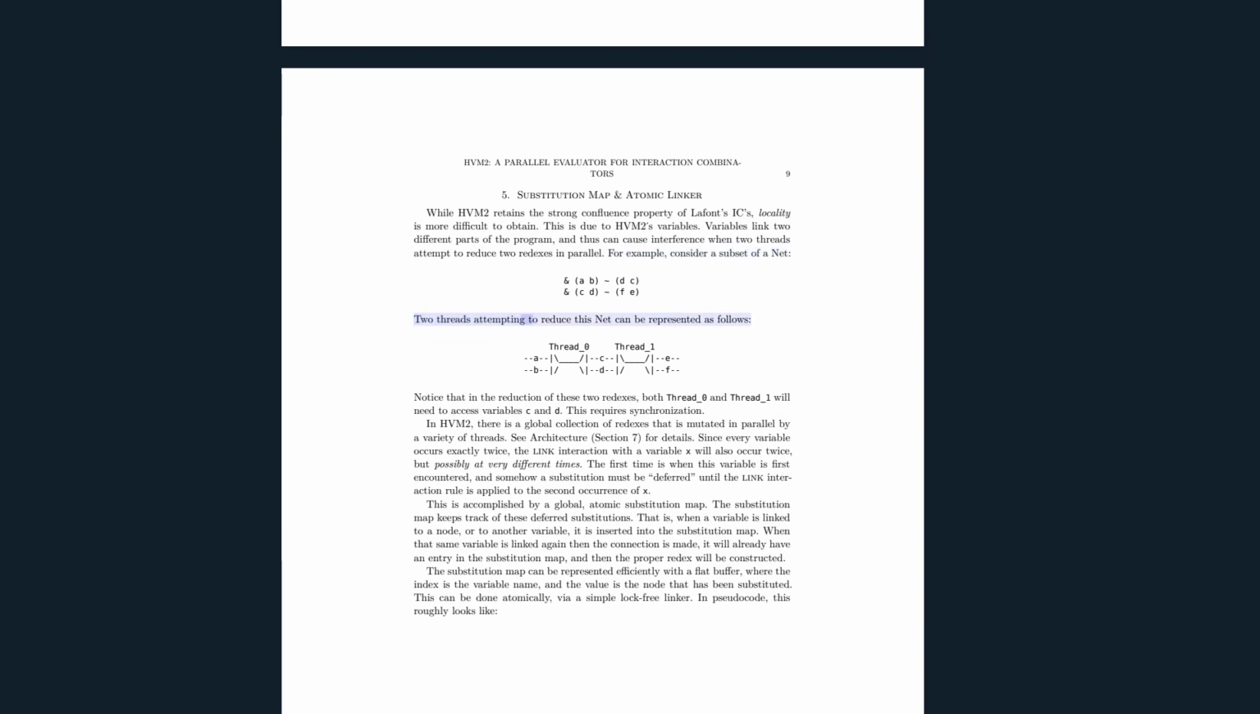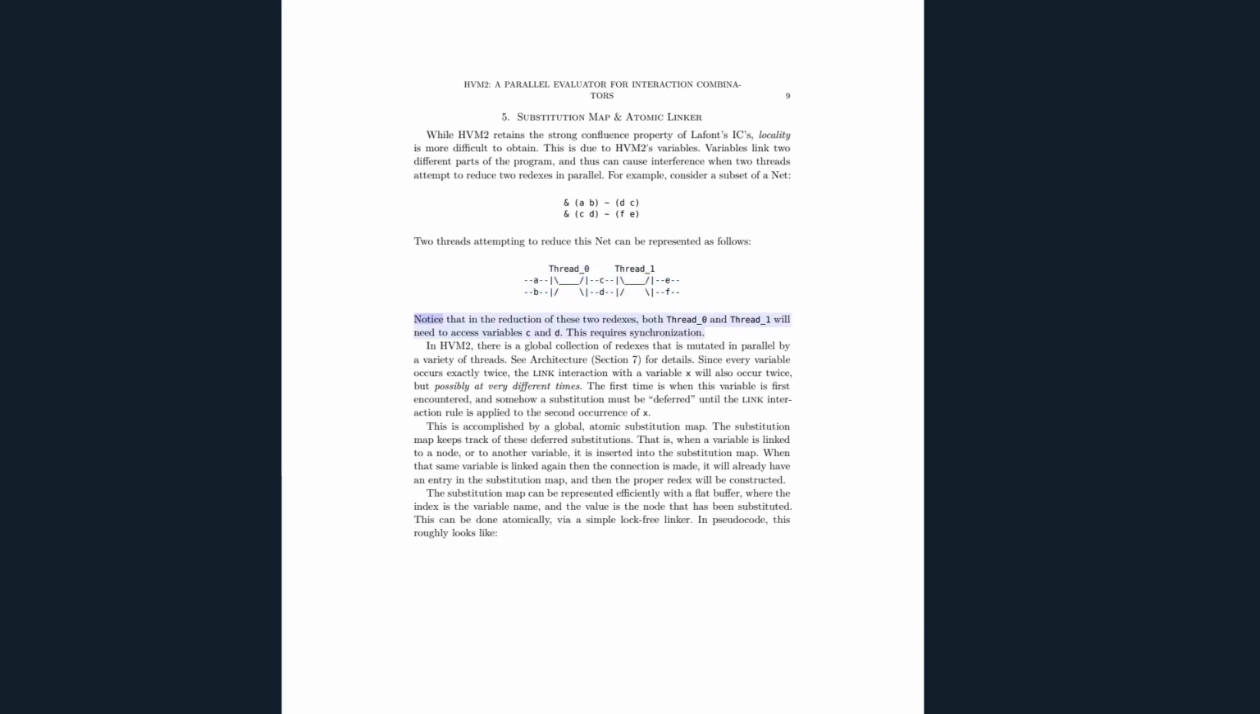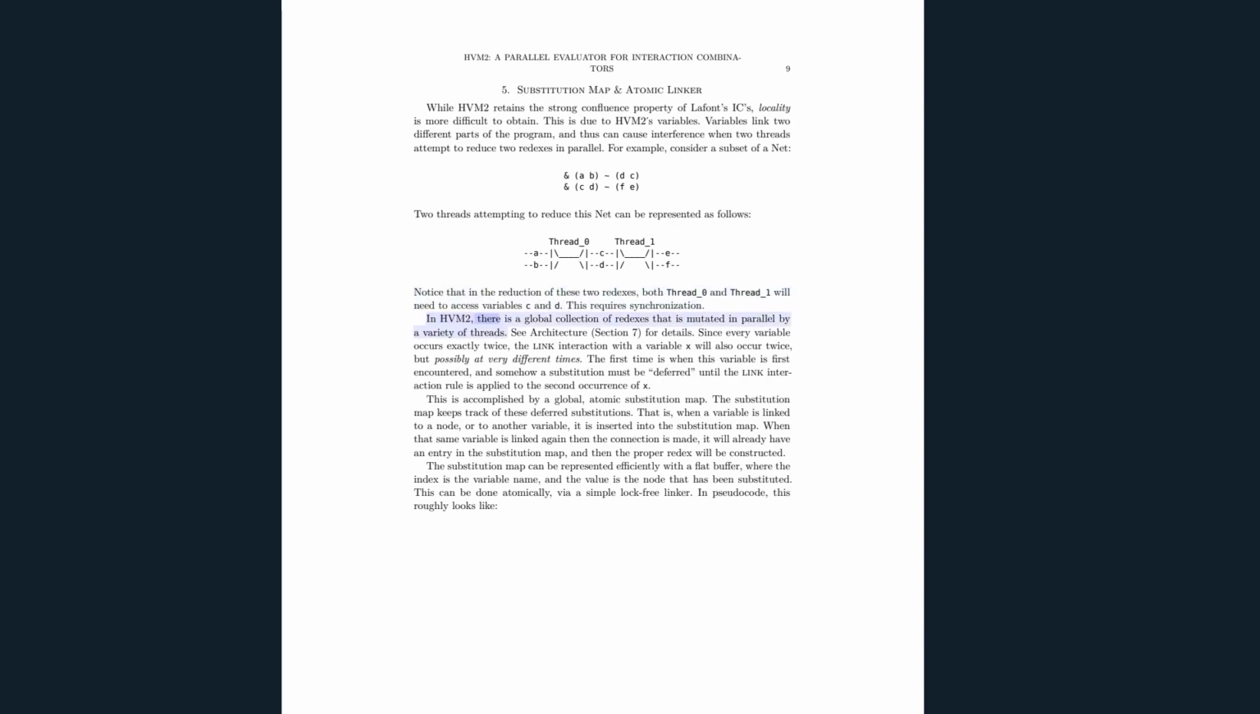Two threads attempting to reduce this net can be represented as follows. Thread 0, thread 1. Notice that in the reduction of these two redexes, both thread 0 and thread 1 will need to access variables C and D. This requires synchronization. In HVM, there is a global collection of redexes that is mutated in parallel by a variety of threads. See architecture for details. Since every variable occurs exactly twice, the link interaction with the variable X will also occur twice, but possibly at very different times.